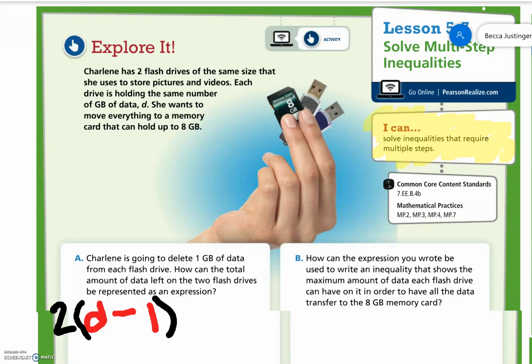How can the expression you wrote be used to write an inequality that shows the maximum amount of data each flash drive can have on it in order to have all the data transfer to the 8 gigabyte memory card? Well, we know that she's going to move everything to something that holds 8 gigabytes. It cannot hold any more than 8 gigabytes. So it's going to be less than or equal to. And we've got our expression that we wrote before.